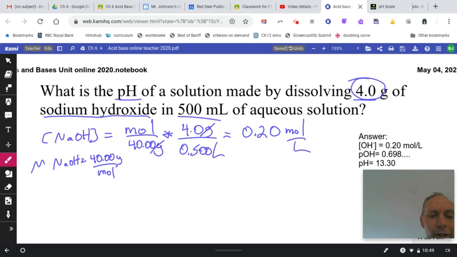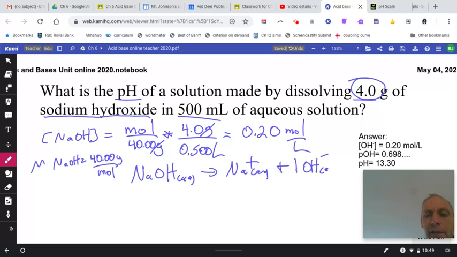Now remember, ionic hydroxides are different as a base. All they do is dissociate. So NaOH dissociates in water into Na plus and 1 OH minus. So if we have the concentration of NaOH, capital M, moles per liter of NaOH, we can use stoich. 1 hydroxide for every 1 NaOH.